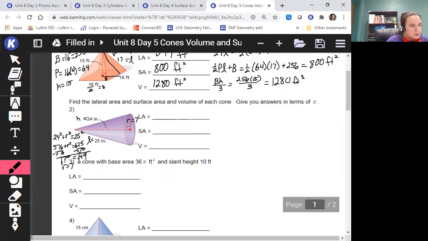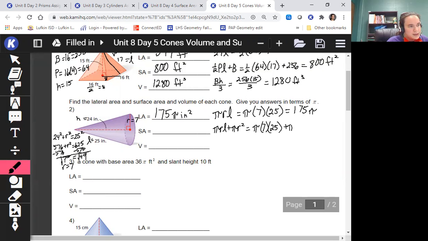So then we plug into our formulas. So formula for lateral area for a cone is pi times your radius times your slant height. So pi times our radius of 7 times our slant height of 25. And that equals 175 pi inches squared. And then we need our total surface area. So pi times your radius times your slant height plus pi r squared. So pi times your radius, which is 7, times your slant height, which is 25, plus pi times your radius, which is 7 squared. And that is 224 pi inches squared.